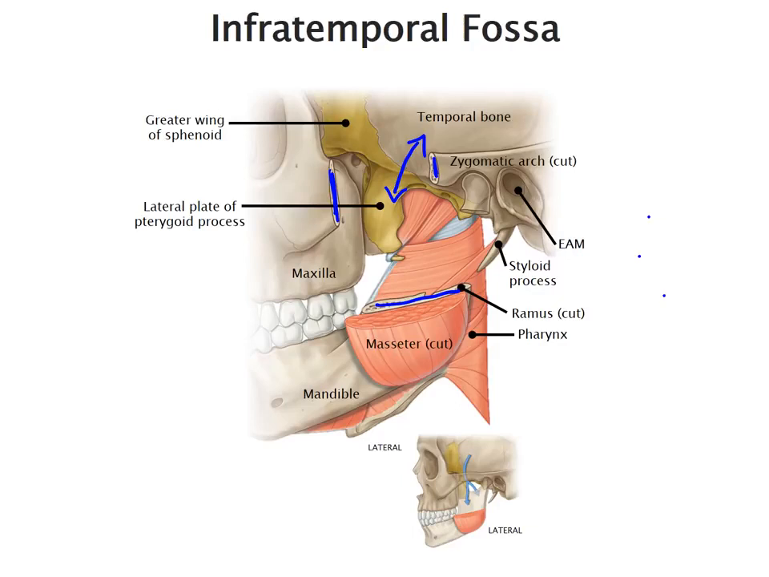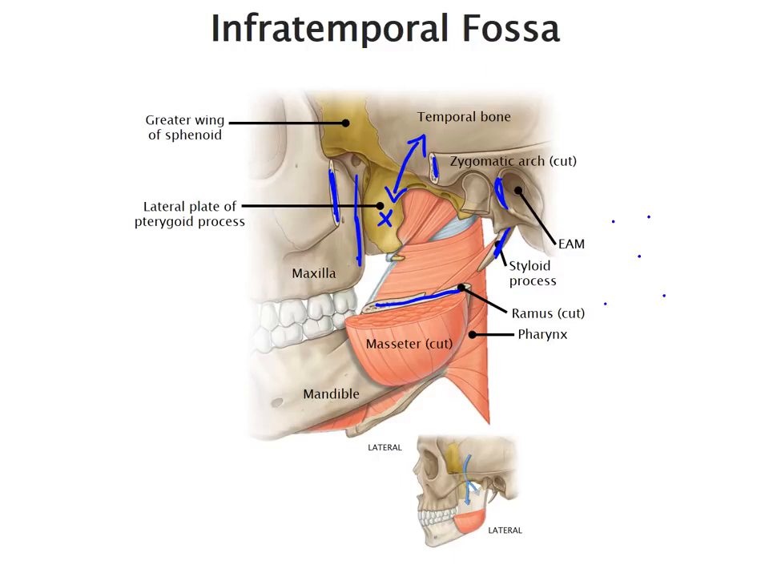The medialmost boundary of the infratemporal fossa is bounded by the lateral plate of the pterygoid process, as shown here with the X. This is a part of the sphenoid bone. And laterally, the infratemporal fossa is bound by the medial surface of the ramus of the mandible, which again has been cut away from this image. And anteriorly, the infratemporal fossa is bounded by the posterior aspect of the maxilla. Both the external auditory meatus and the styloid process represent the posterior boundaries of this area.